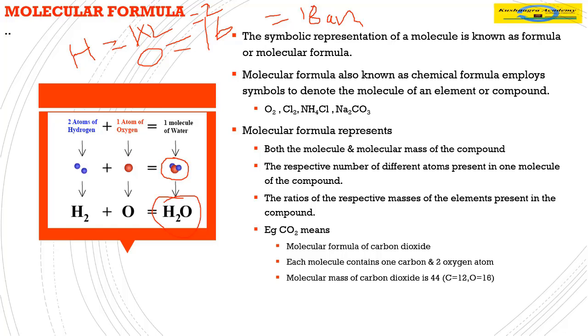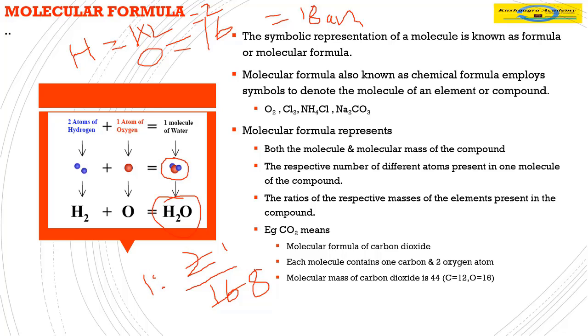Now come to the third point. It represents the ratio of the respective masses of the elements present in the compound. How can we find out the ratio of the respective masses? What is the mass of the hydrogen? 2. And what is the mass of the oxygen? 16. So easily we can find the ratio, that is 1 by 8. So what is the ratio of the masses of the elements present in the compound? That is 1:8.